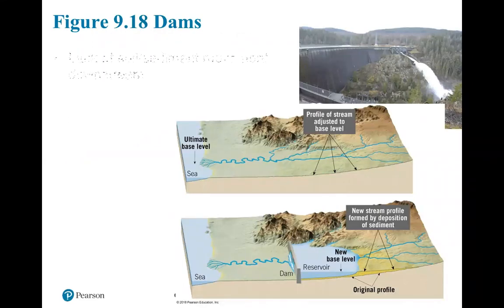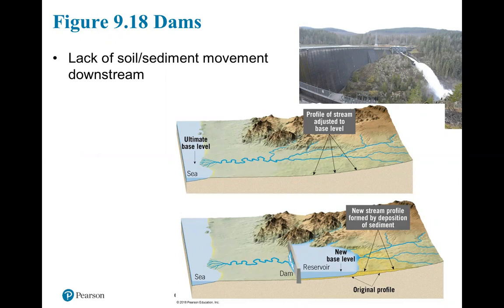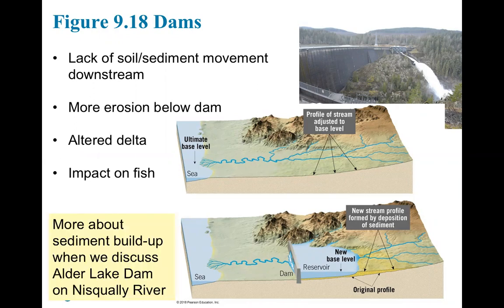All right, so dams. Not going to get too much into them, but I do want to point them out because on our journey investigating the Nisqually River, we're going to be discussing dams because there is a dam on the Nisqually River. It's called the Alder Lake Dam. Here's a picture of it, okay? And it actually creates Alder Lake, right?